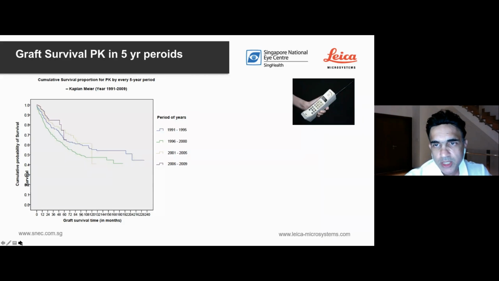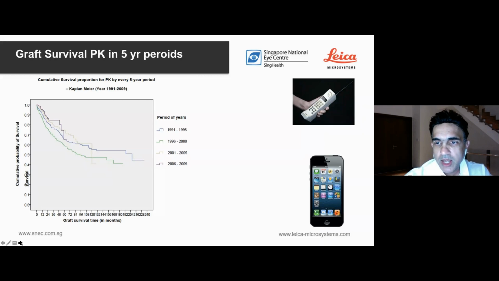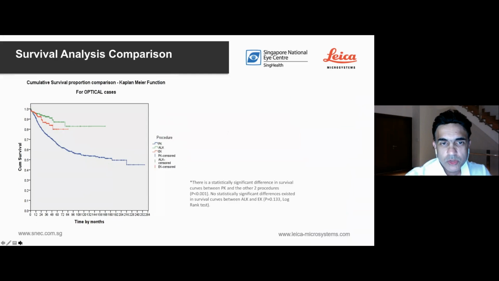The analogy I can give you with other technology: this is a mobile phone from the early 90s, and this is obviously a mobile phone that you'll all be familiar with. You can see how much technology has changed, but in fact, transplantation with respect to penetrating keratoplasty hasn't changed over that time period. And I'm sure none of you would want me to swap your iPhones with a phone like this, because it would be useless for you to use.